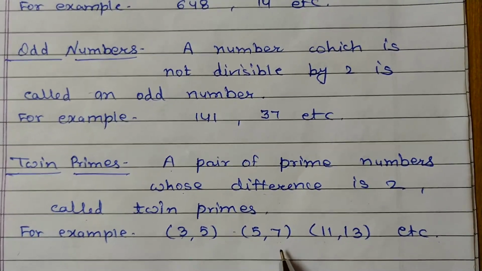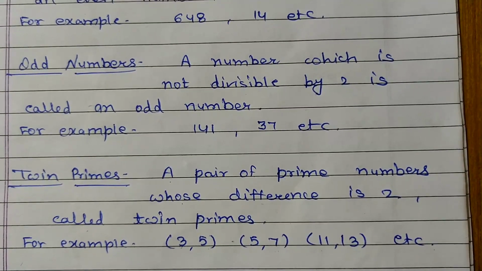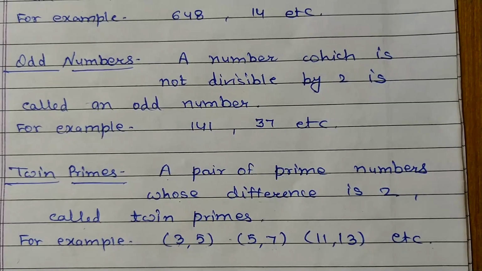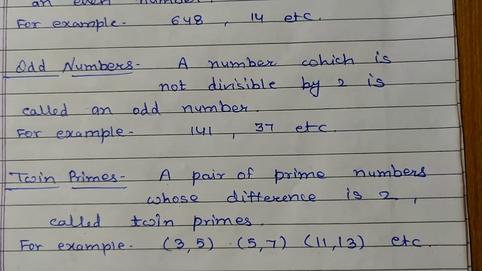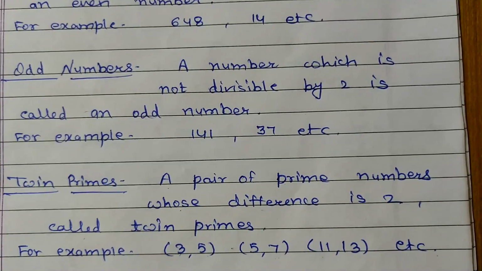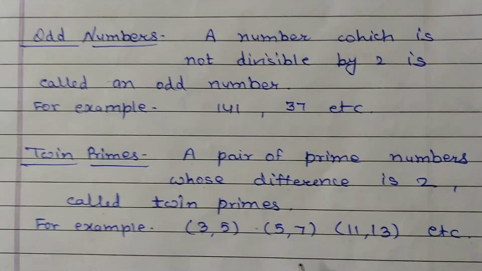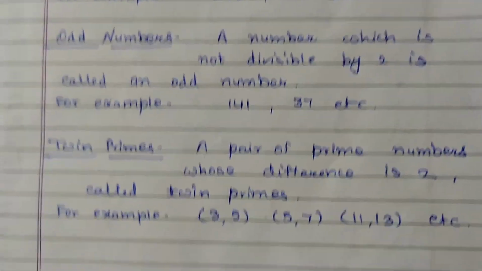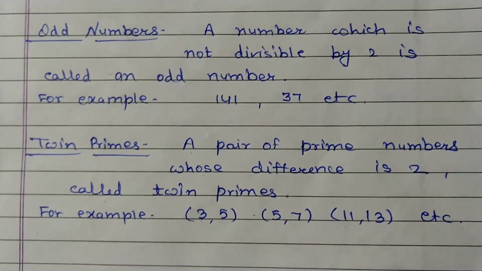Now just think, can we take here 9 and 11? No, here we cannot take 9 and 11 because 9 is not a prime number. The difference of 9 and 11 is 2, but 9 is not a prime number. So be careful, both the numbers must be prime numbers and their difference must be 2.